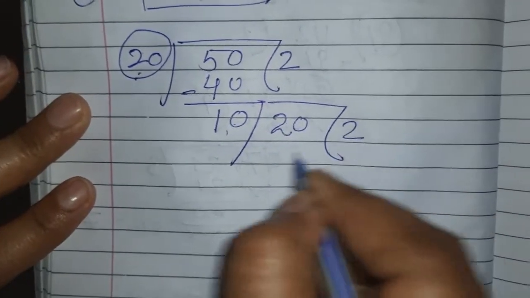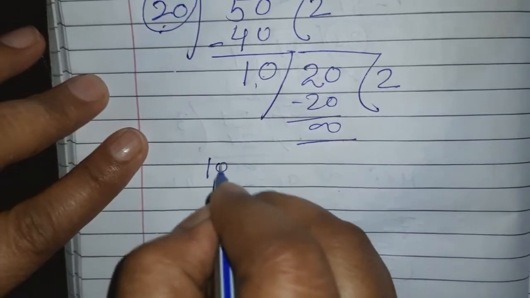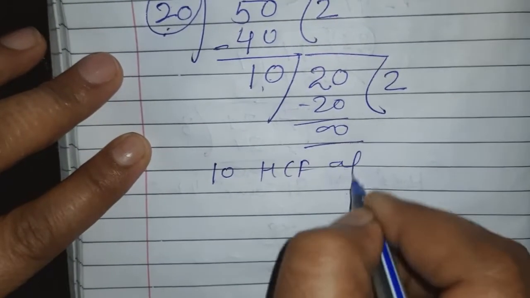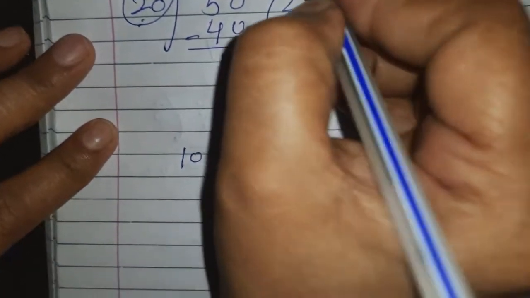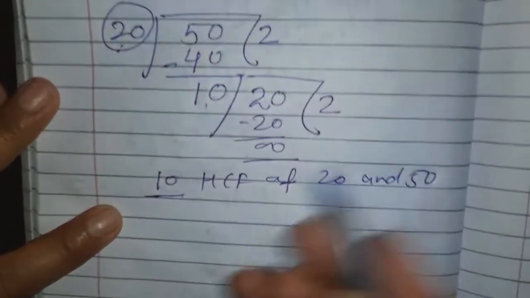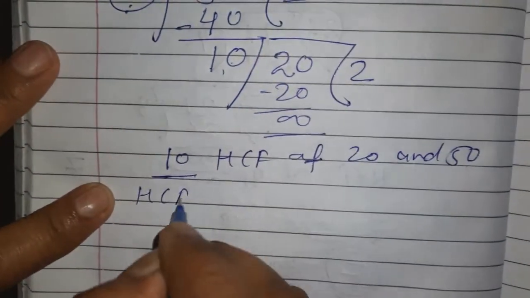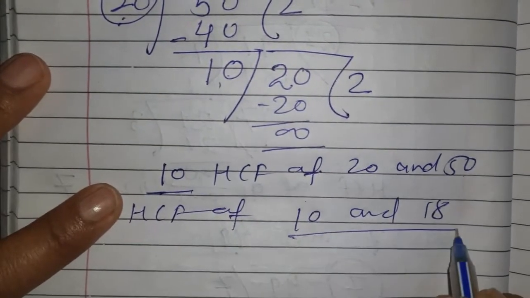So 10 2s are 20. Now see here, 0. So this 10 is the HCF of which numbers? 20 and 50. But we have one more number here, 18. Then find the HCF of this 10 and this 18. Okay, then you have to find the HCF of 10 and 18. So these two numbers are here.